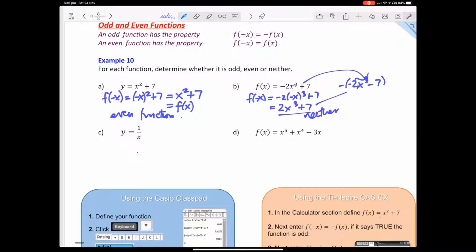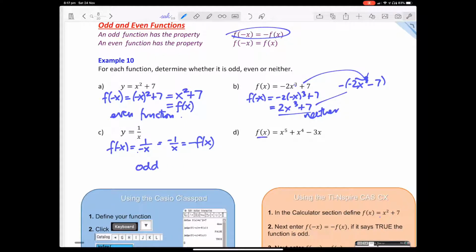Okay, this one here, when I sub in negative x, I end up with 1 on negative x, which is negative 1 on x, which is negative f of x. So that means that this function is an odd function, and that's the same as reflecting it in the x-axis. So we say that that's odd.